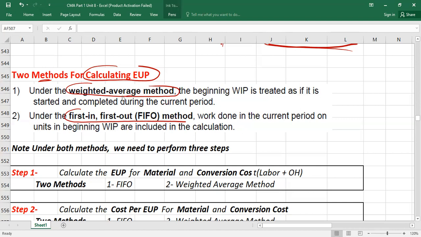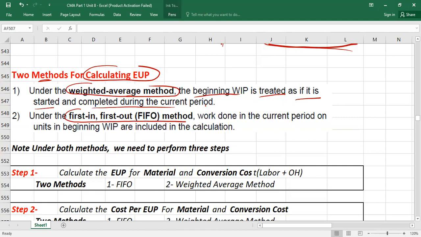Under the weighted average method, what will we assume? This is an assumption, because it's theory I'm telling you, right? Focus on the screen. We'll assume that those units which we have in beginning work in process, opening work in process, we will treat as if they were started and completed during the current period. What's the assumption?